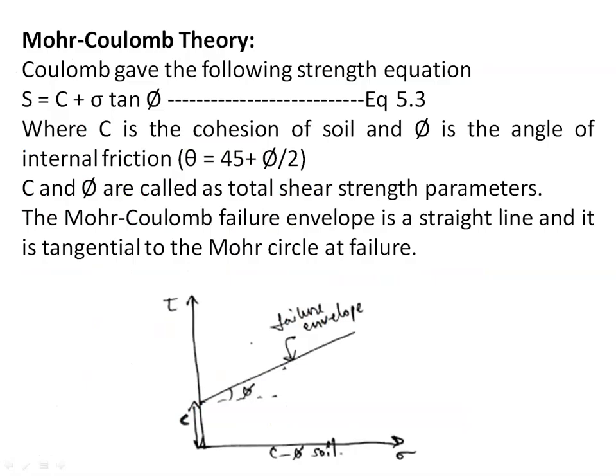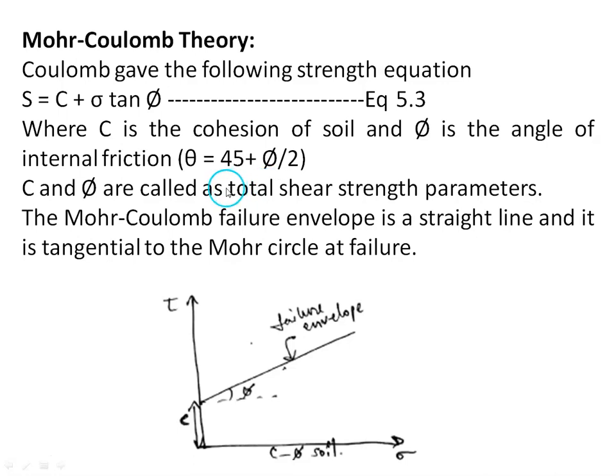Then Mohr-Coulomb theory. Coulomb gave the following strength equation: S equal to C plus sigma tan phi, where C is the cohesion of the soil and phi is the angle of internal friction, also called the angle of shearing resistance. So what is the relation between theta and phi? Theta is the angle made by the failure plane with the major principal plane, which is equal to 45 plus phi by 2. This derivation we can see in the next session.